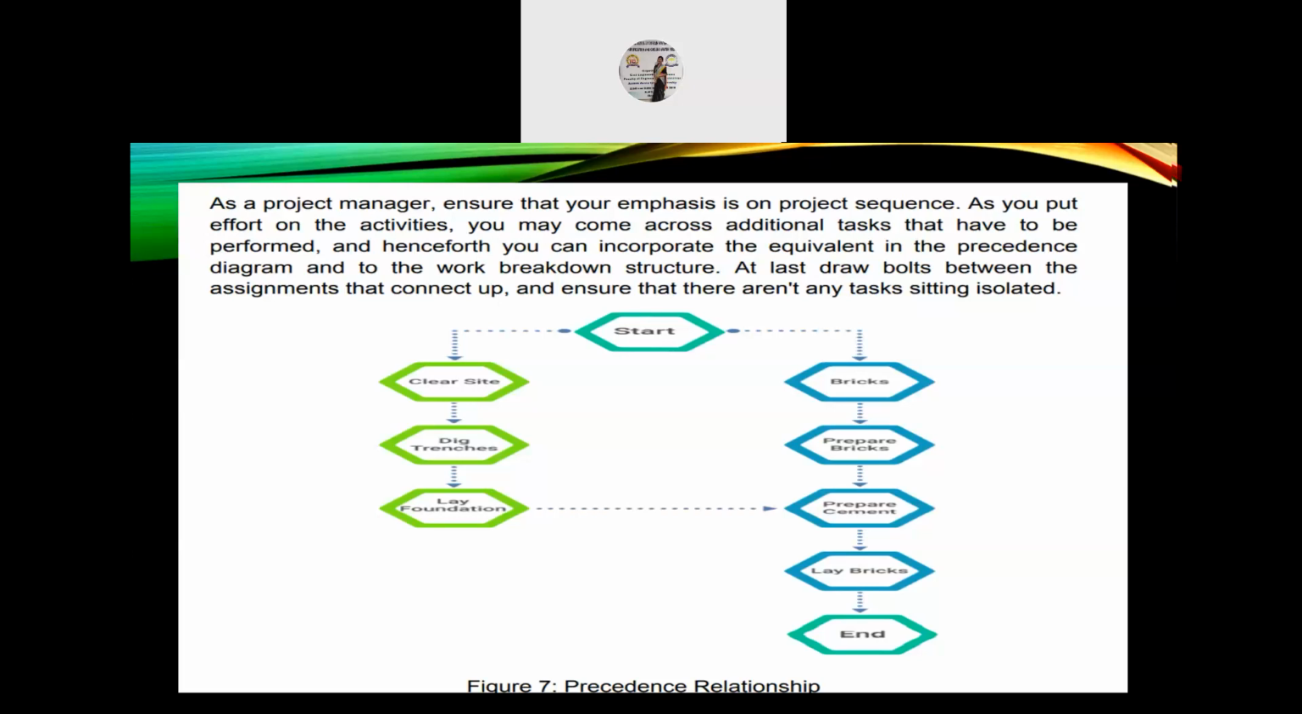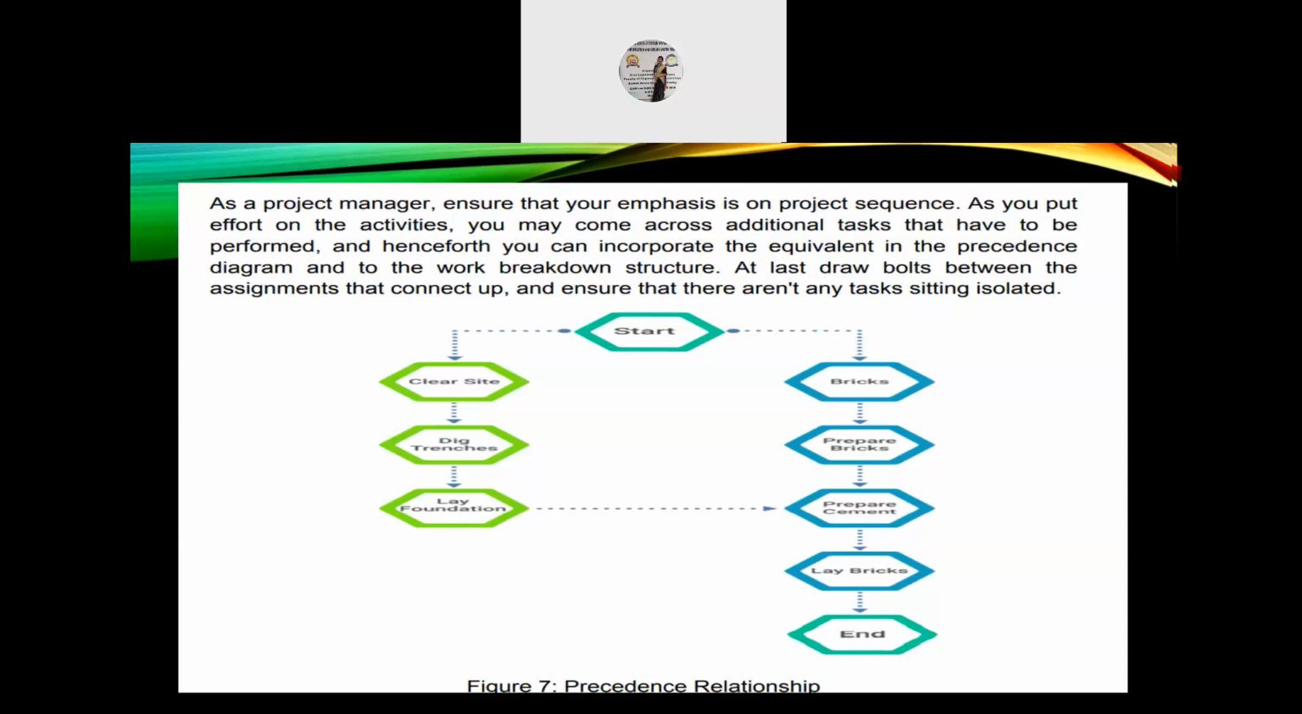As you can see here in this precedence relationship, from the start, on the left is the clear site. First step is you have to clear the site, dig trenches, and lay the foundation. And while doing the clear site and dig trenches, simultaneously you can buy bricks, prepare the bricks, and then prepare the cement. So after laying the foundation, as you can see, you can go and prepare the cement.